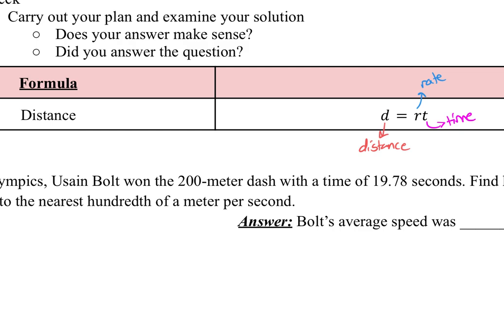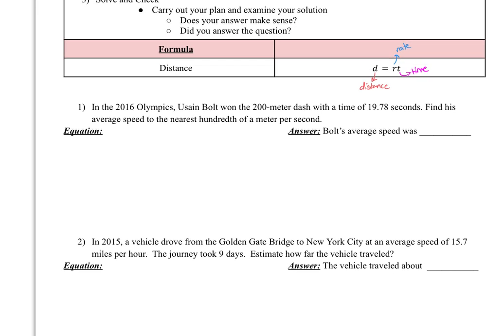All right? So on this first guy, we have in the 2016 Olympics, Usain Bolt won the 200-meter dash with a time of 19.78 seconds. Find his average speed to the nearest hundredth of a meter per second. So we're going to find our answer. We'll write it here, okay?